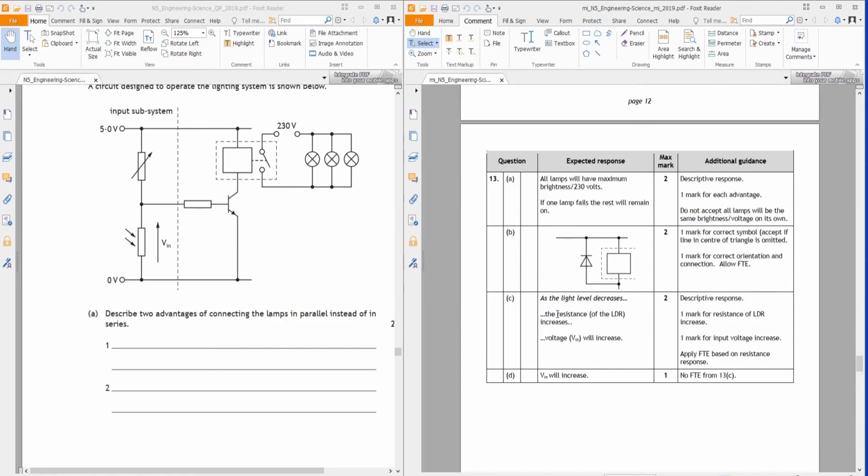Two advantages of using lamps in parallel: they'll all have the maximum brightness, and if one lamp fails, the rest will stay on. Right.